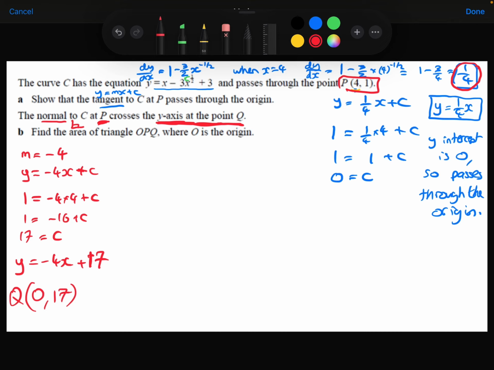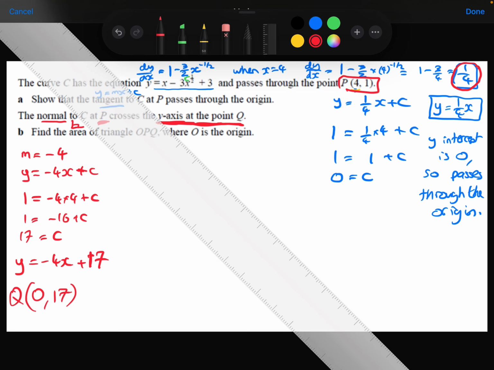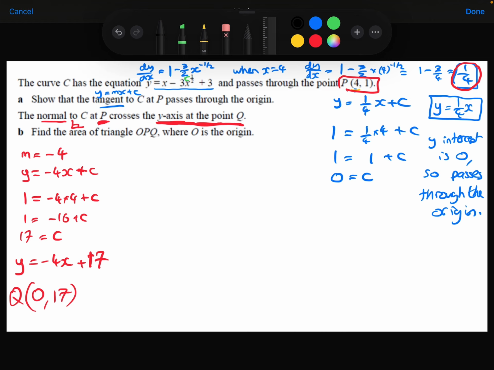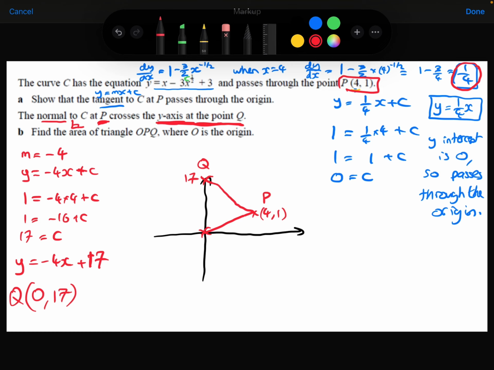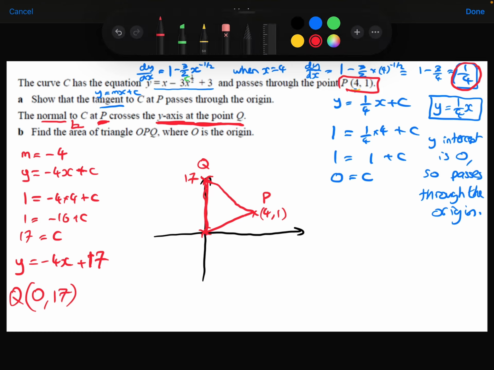Part B, find the area of OPQ. So I'm just going to draw a little sketch here, just to help me picture exactly what's happening. Point O is the origin. Point P is the coordinate (4, 1). And point Q is the coordinate (0, 17). So this is the triangle that we're trying to work out the area of.